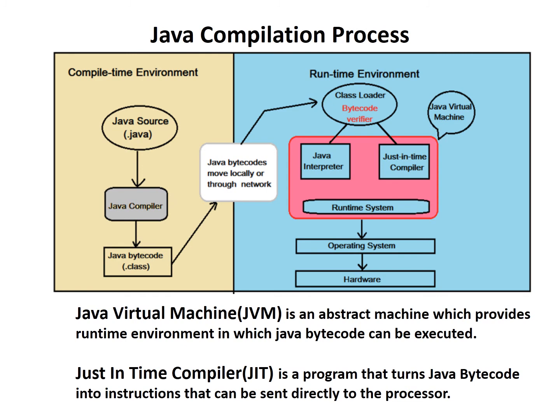I hope this is clear that in ordinary compilation process, the source program is converted to machine executable format by the compiler. But in Java, first of all, the source program is converted by Java compiler to the bytecode, and then this bytecode gets executed over JVM, which consists of Java interpreter and Java just-in-time compiler, and they convert this bytecode to the machine executable form or the object code.